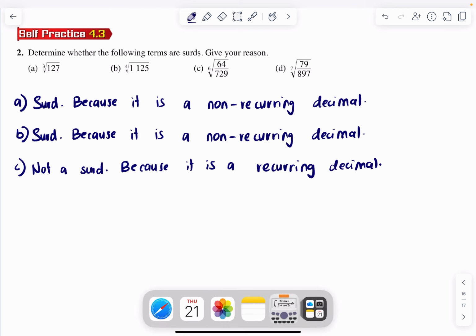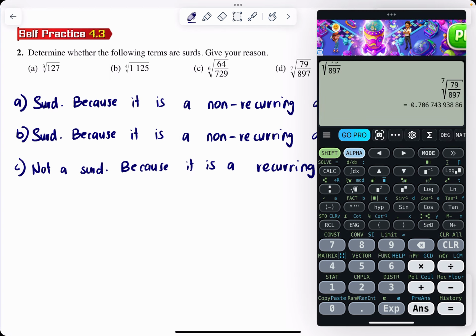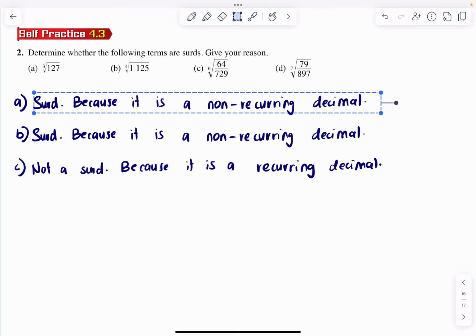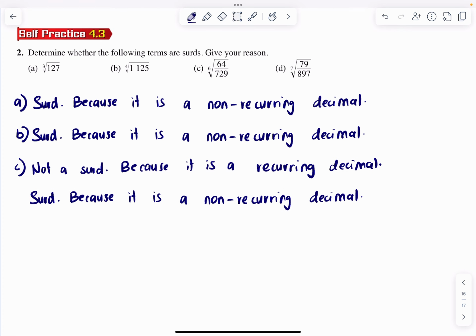Then finally D, root 7 of 79 over 897. The decimal is just random, so this has to be a surd. So I just copy this and duplicate it. So only C is not a surd. Others all surd lah.